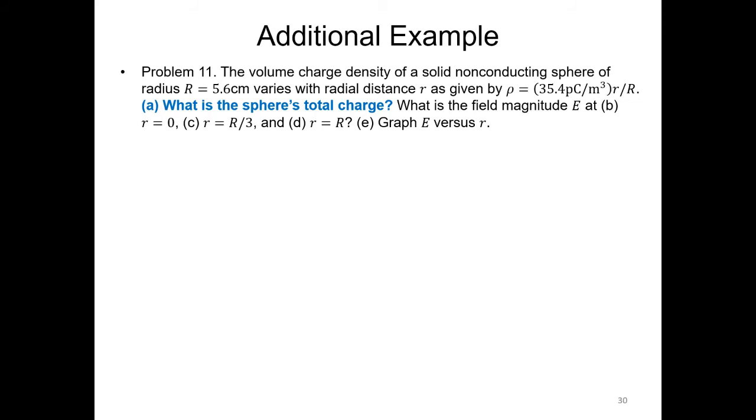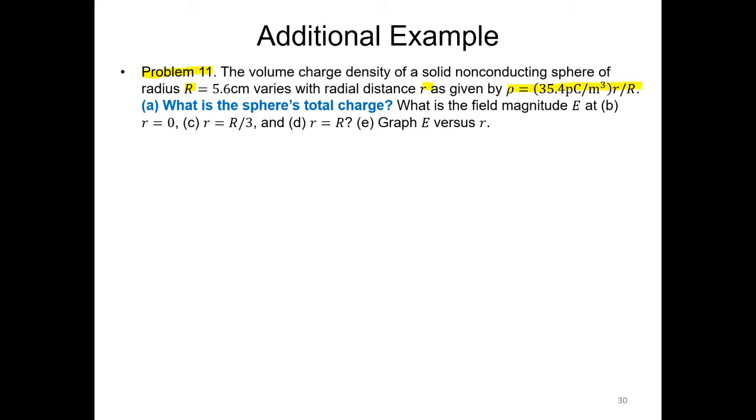So we have an additional example. This is actually problem 11 behind in this chapter. The volume charge density of a solid conducting sphere of radius capital R varies with radial distance r given by rho to be this case.